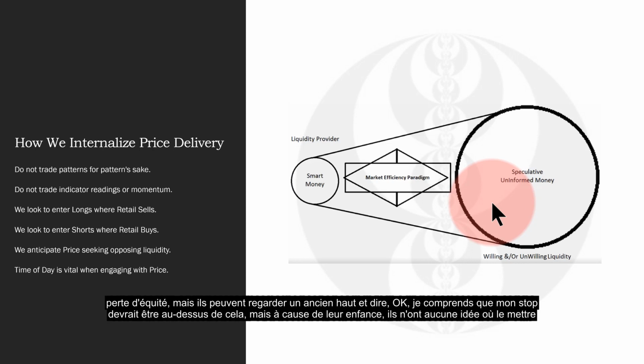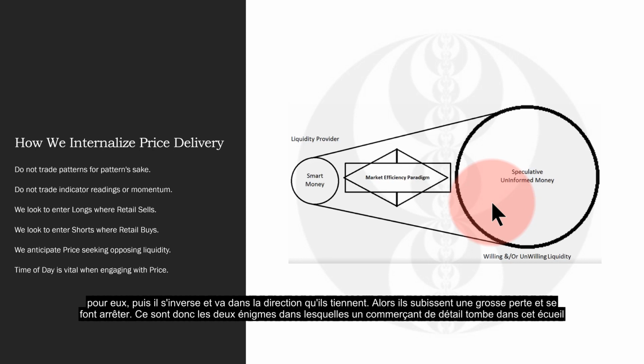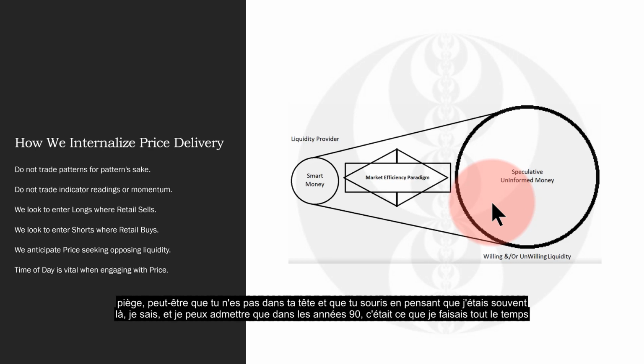But because of their infancy, they have no idea where to put it above that high. They don't want to put it too shallow because it might go up there and hit it and stop out their trade prematurely. Or they don't want to put it up too high and then it spikes through that and reaches for them, and then it reverses and goes in the direction they are holding. So they take a big loss and get stopped out. So those are the two conundrums that a retail trader falls into, that pitfall, that trap.